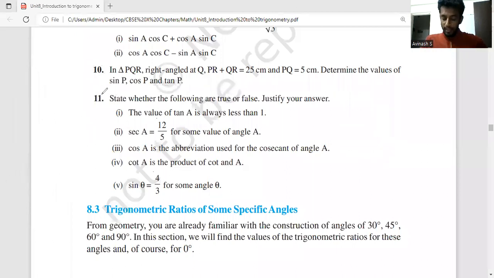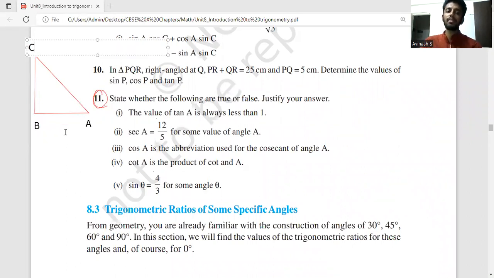Now let us look at the 11th question. These questions are based on true or false. So we are going to draw a triangle just for our reference. Because most of the questions are based on A, we are going to take A as one of the acute angles. If you look at the question, out of the 5 subdivisions, 3 subdivisions are based on the angle A. So let me take this as A and this as B and this as C. Just a triangle for our reference so that you're able to understand it better.